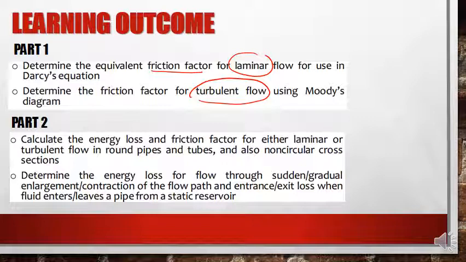Okay, and in the next video, I'm going to cover part 2. Part 2 is more on the application of friction and losses in a flow system, in which we're going to learn how to determine the friction energy losses in many conditions. For example, if the flow occurs in a non-circular section, or in a sudden or gradual enlargement or contraction, and other parts which are involved in a piping system or flow system.